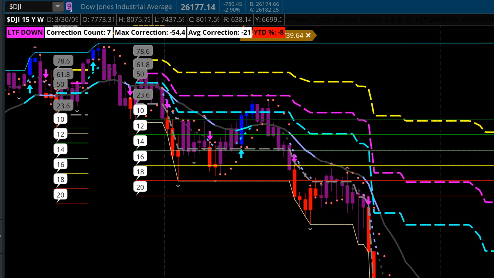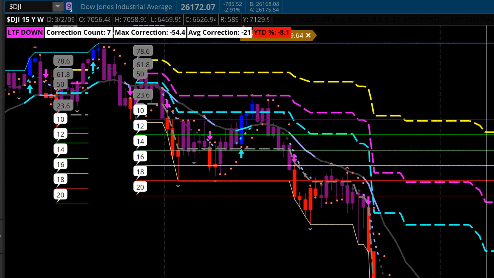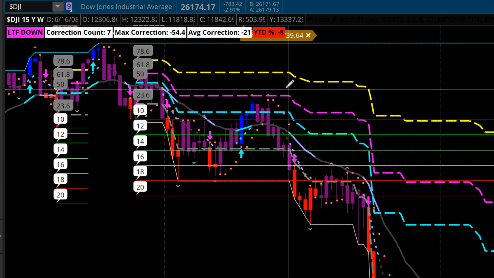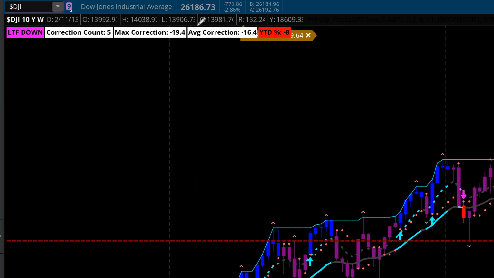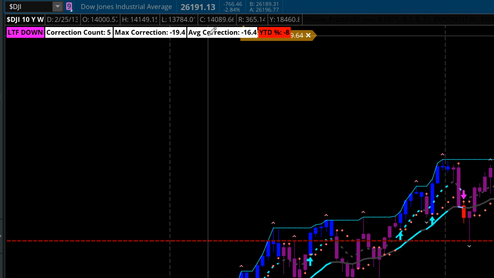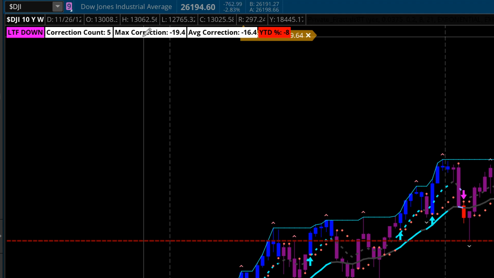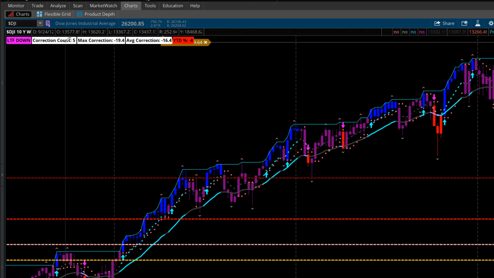Guess what? It was this one. Average correction has been 21% if you account for this mega bear market right here. So if we change that time frame and take that off by going to 10 years instead of 15, then we can see that the average correction amount has been 16.4. And the maximum correction has been 19.4, and a total of 5 corrections in the past 10 years.